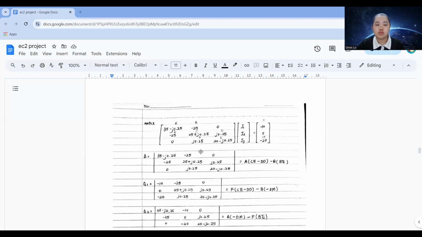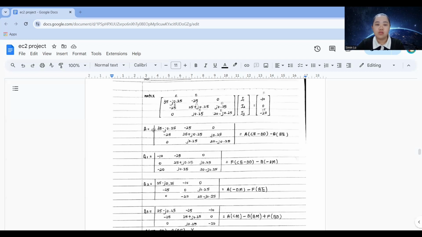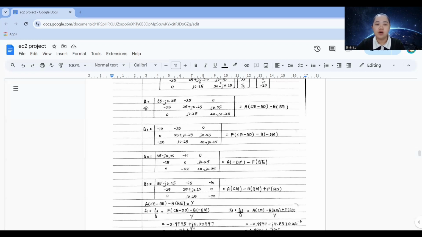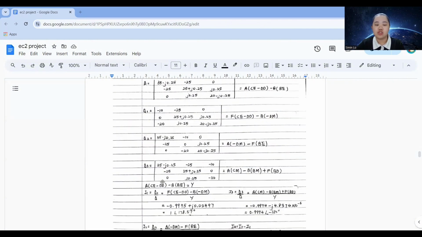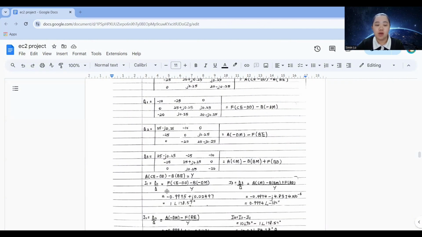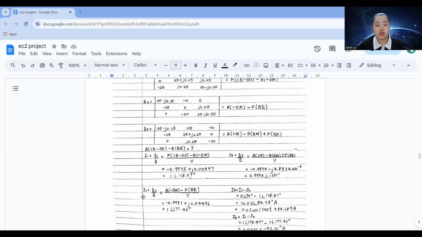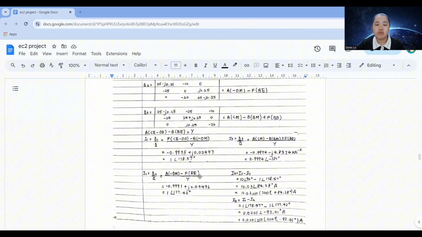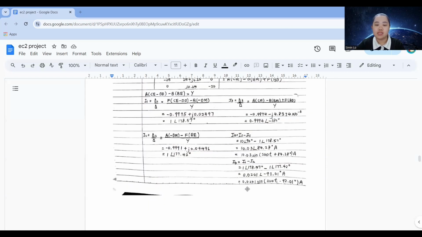To solve this matrix, we use Cramer's rule, which needs the values of delta 1, delta 2, and delta 3. So I1 is equal to delta 1 over delta, I2 equals delta 2 over delta, and I3 equals delta 3 over delta. After we find these three currents, we can find IA, IB, and IC. IA is equal to I source minus I1. The final answer for IA is 10.03 sine 200t plus 84.28 degree ampere.